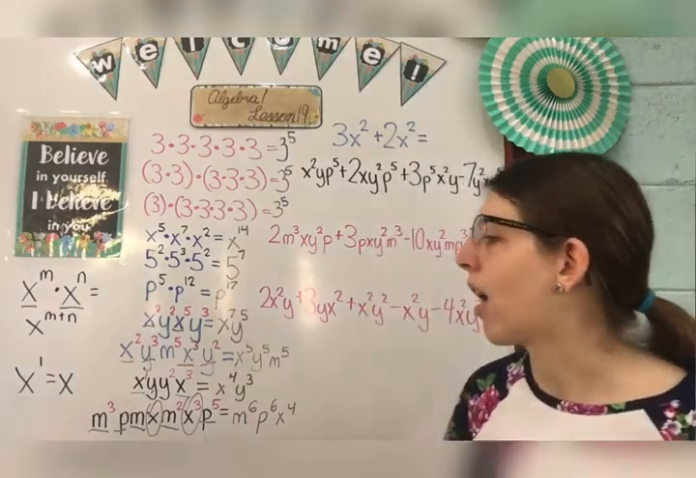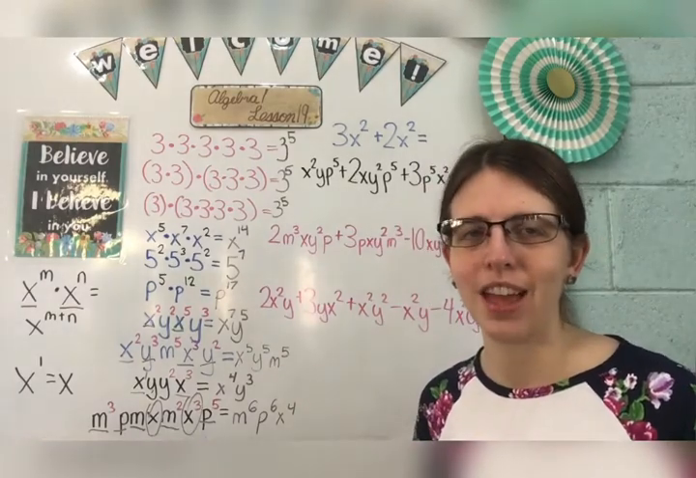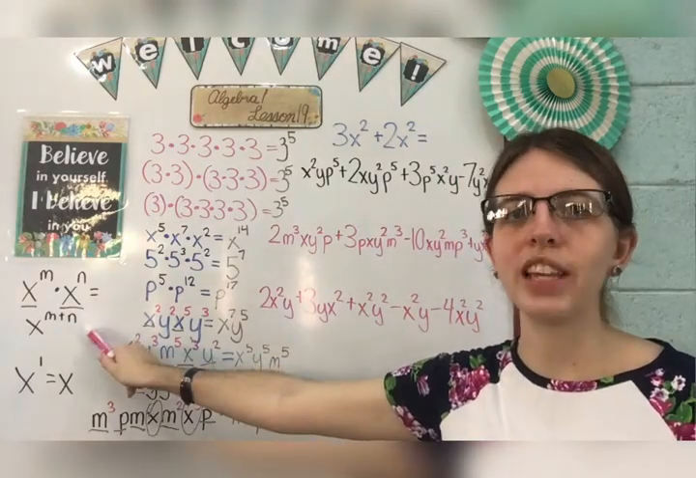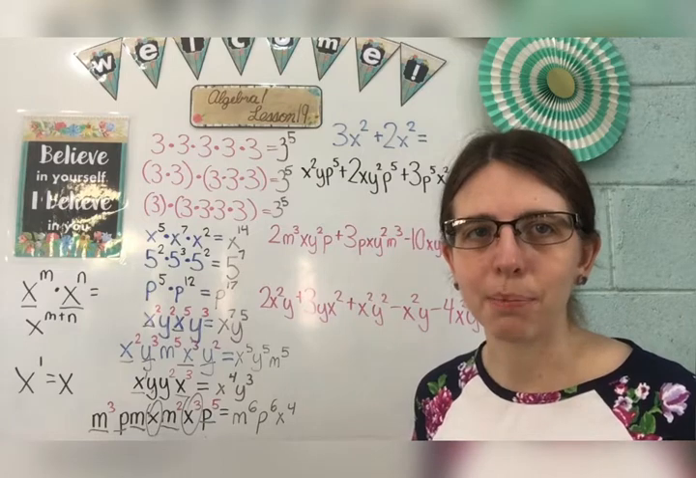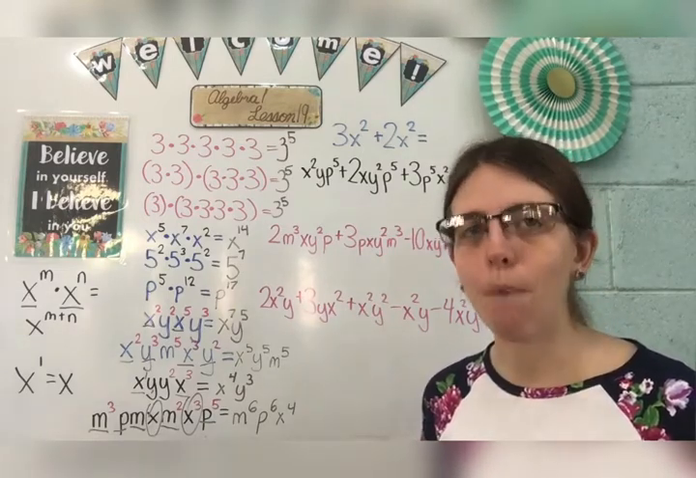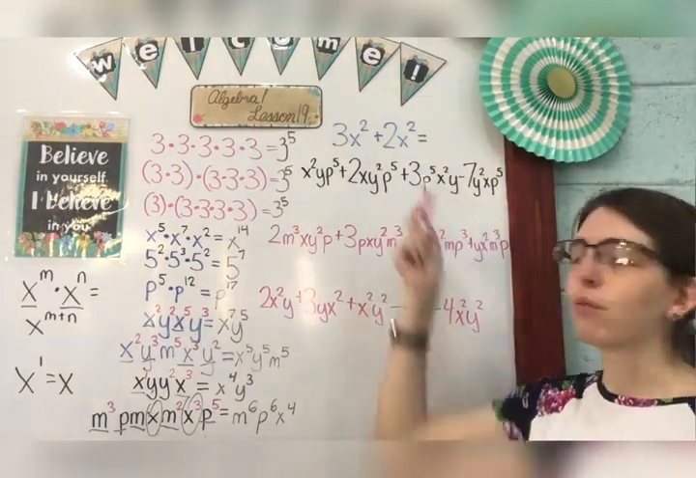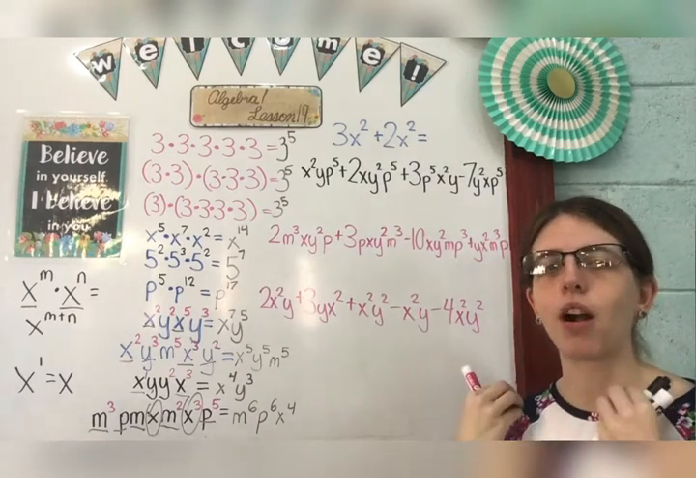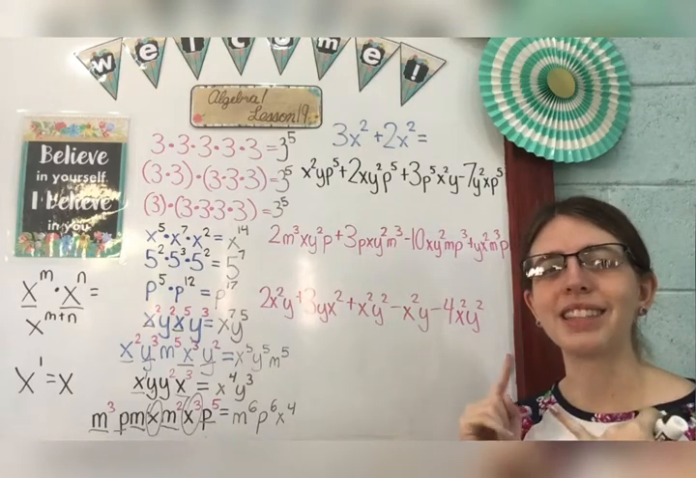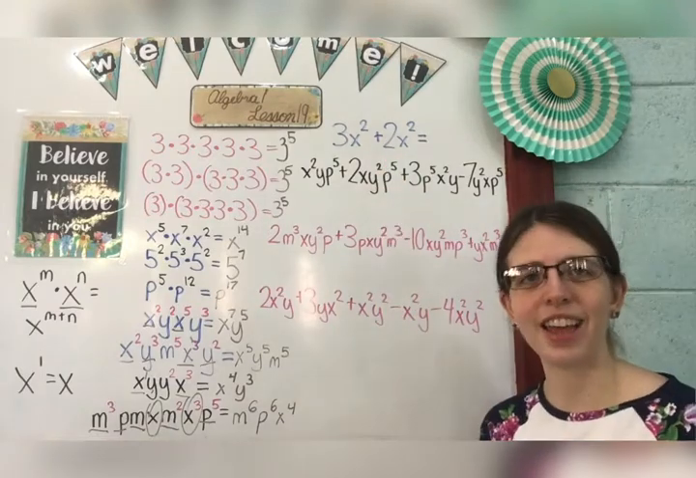Okay, now I want to point something out to you. When you are adding your like terms, the rule is different. This rule of adding your exponents only applies when you are multiplying. Don't use it when you're adding. When you add, remember, you keep your base the same. You keep all of your variables and your exponents the same. The only thing that you change are your coefficients that you combine.